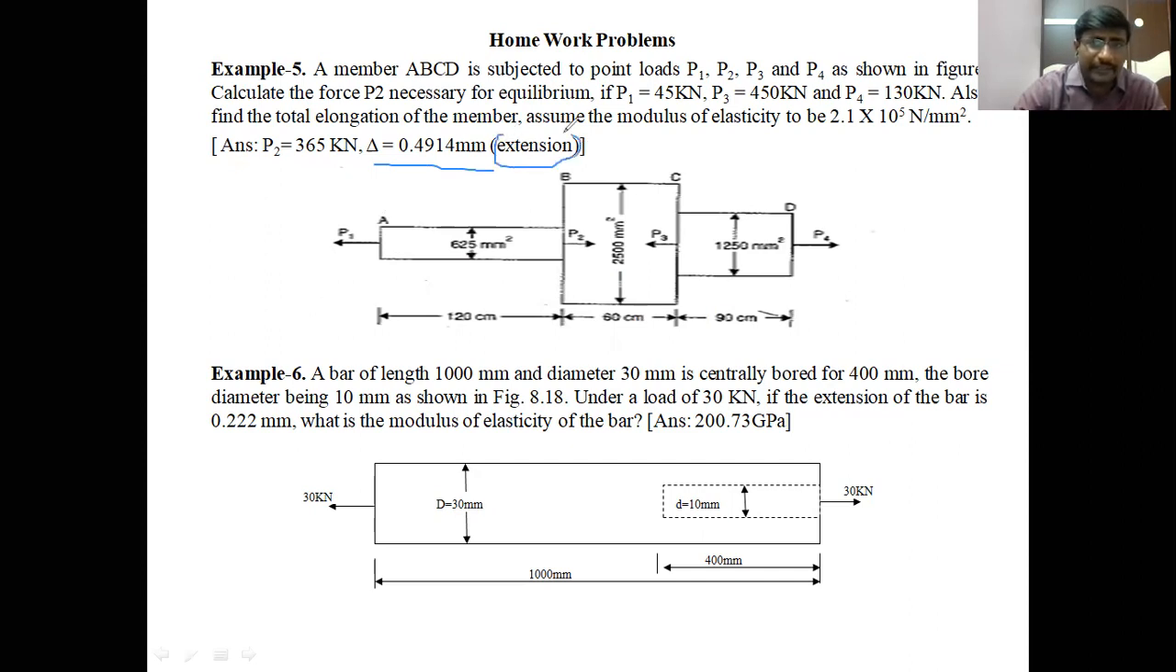The hint is given here. The total bar of the member is in extension. That is, if we sum up all 3 parts, we get a positive value, 0.4914 mm. If we get a positive value, that represents extension or enlargement or elongation. So clear? Can you solve it?